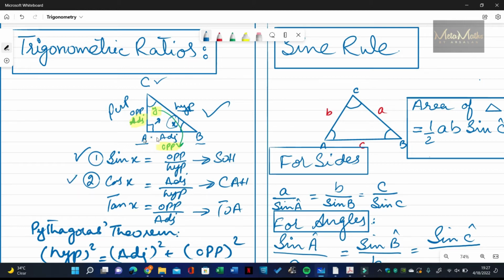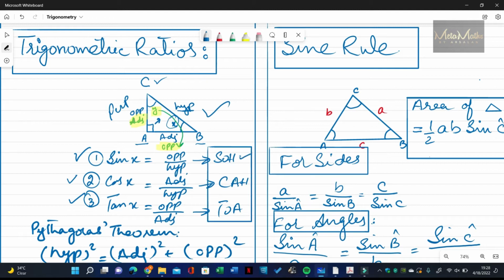Adjacent is the side along with the angle given, right? It is along with the angle given plus the 90 degree. And then we have the third, tangent x, normally written as tan x. So it is opposite over adjacent. I have written their short forms as well so that you can memorize easily.